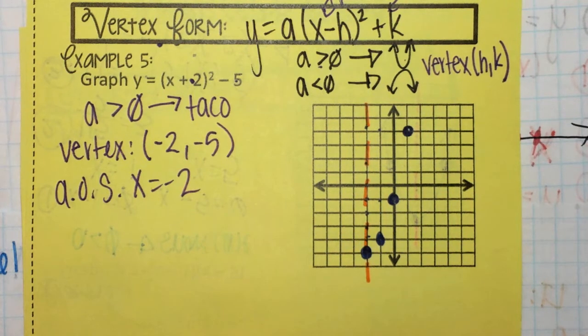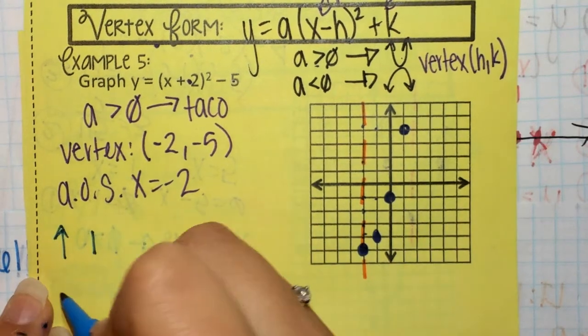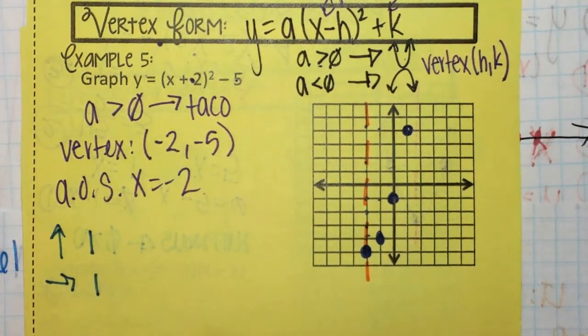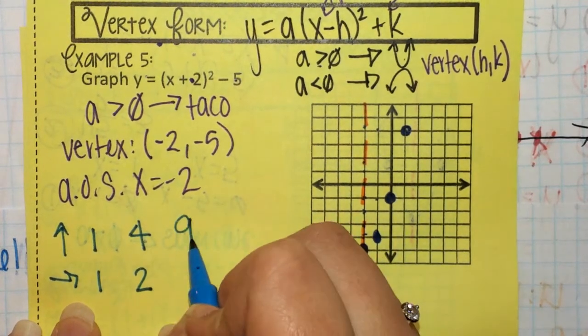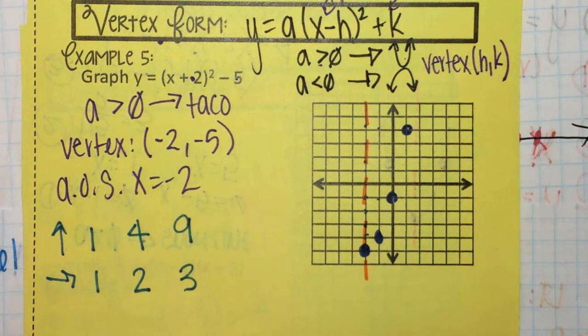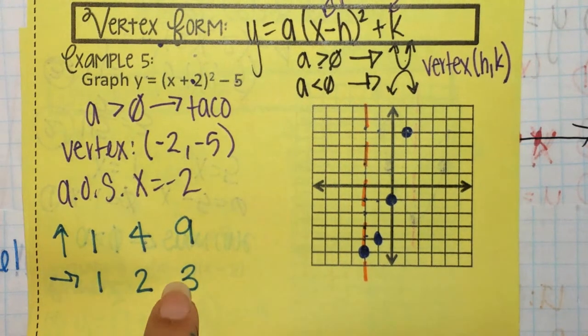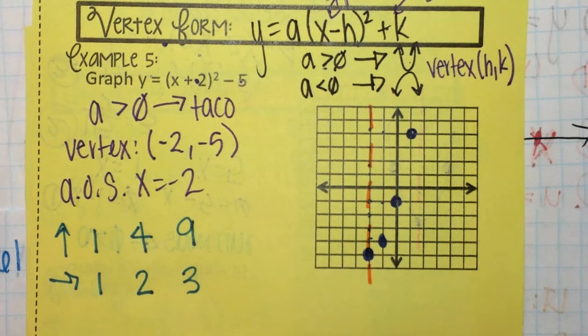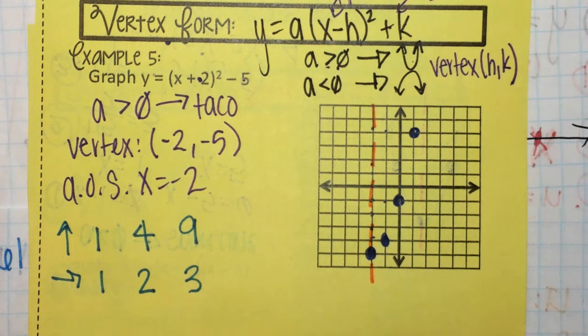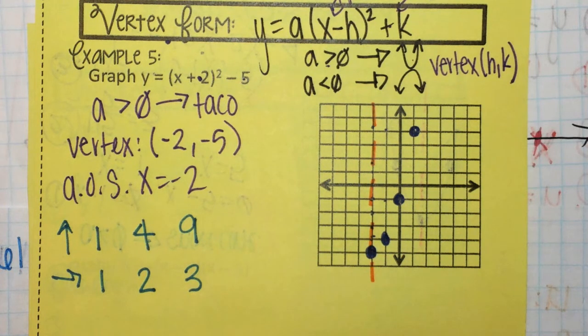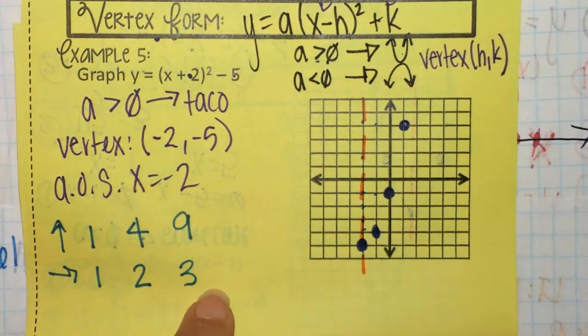So what did I go up first? I went up 1, and I went right 1. What did I do next? Up 4 and right 2. What did I do next? It's the perfect squares, basically. And what are these? The square root. These are perfect squares. These are the square roots.